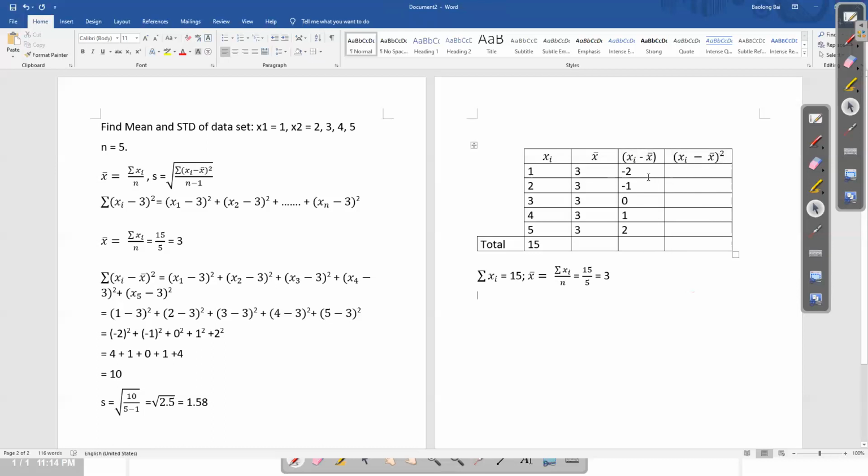And here you need to pay attention. Anything square will be a positive number, right? So pay attention to the negative numbers in this column. They all need to be converted to positive when you take a square. So 4, 1, 0, 1, and 4. Okay, so here on this column, we can calculate the column total. So 4 plus 1 plus 0 plus 1 plus 4 equal to 10.